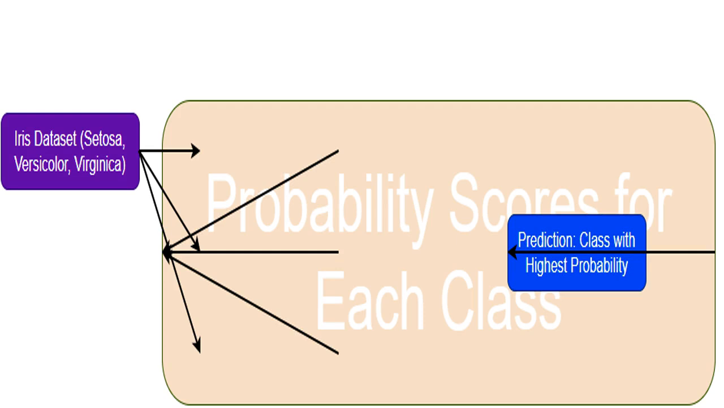After training VOMC, when a new iris flower arrives, each of our 3 classifiers provides a probability score. For instance, Classifier 1 might say there's a 90% chance it's setosa, Classifier 2 a 5% chance it's versicolor, and Classifier 3 a 5% chance it's virginica. These probabilities tell us how confident each classifier is about its prediction.